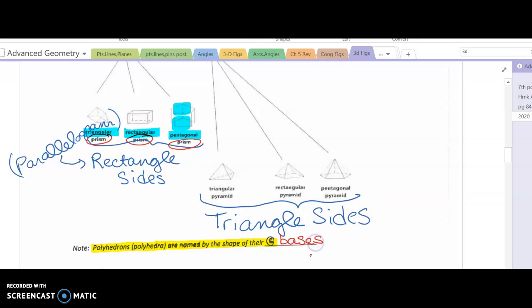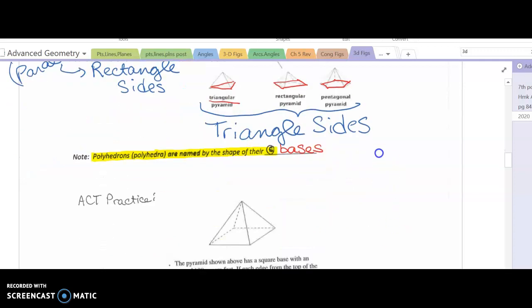Is that true also for the pyramids? Sure enough, triangular pyramid, here the bottom is a triangle, rectangular pyramid, the base is a rectangle, pentagonal pyramid, the base of this is a pentagon. So sure enough, that works for all of them. Just keep in mind the pyramids just have the one base with the vertex at the top versus the prisms have two bases, a top and a bottom.